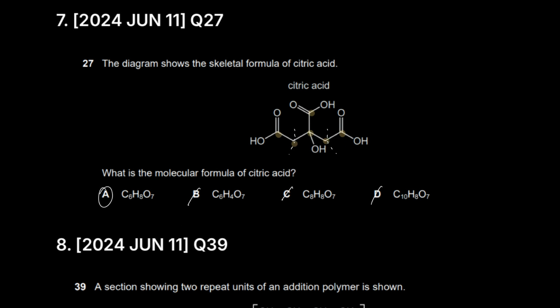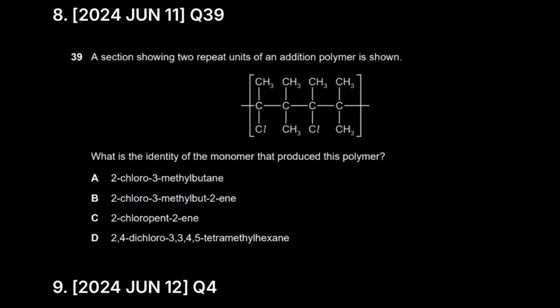These are the tricks that you need to use in MCQs to quickly solve them, or you'll be stuck spending a hell of a lot of time on these MCQs. A section showing 2 repeat units of an addition polymer is shown. What is the identity of the monomer that produced this polymer? You haven't studied alkenes yet, so I'll just show you. This is the monomer, right? What happens is that this bond folds back up, this bond folds back up, and you get a double bond right here. This is how you figure out the monomers.